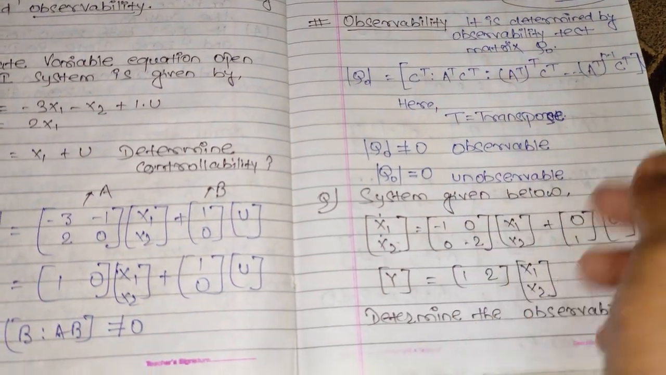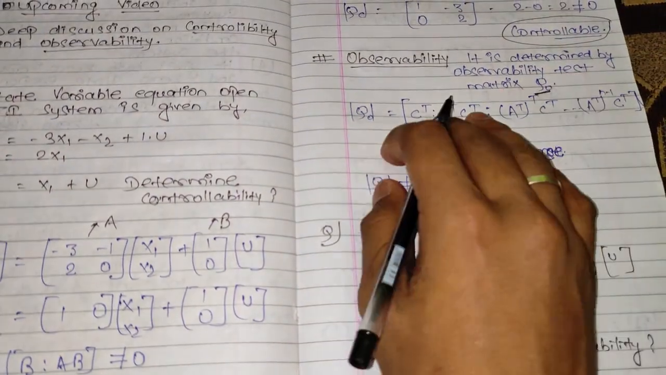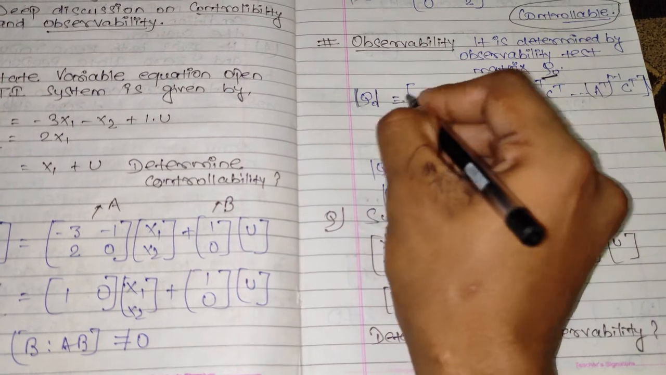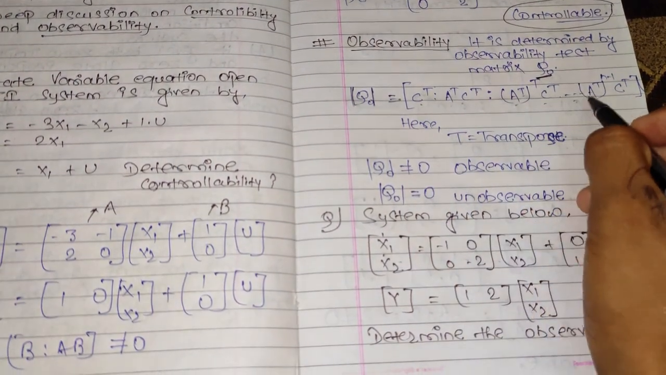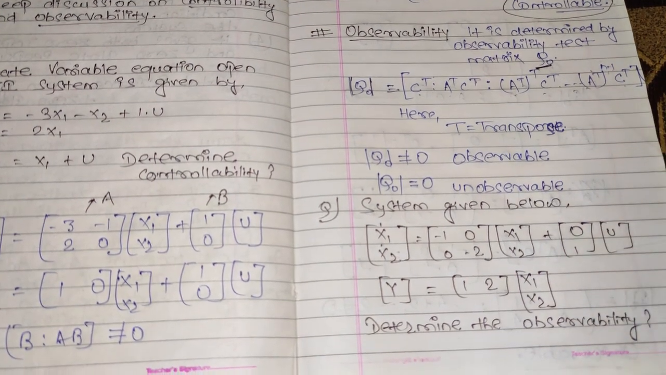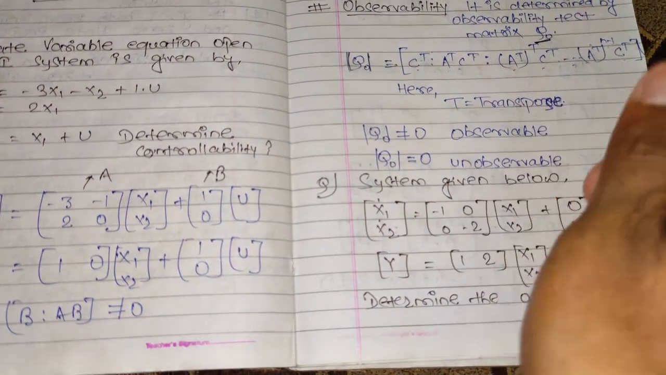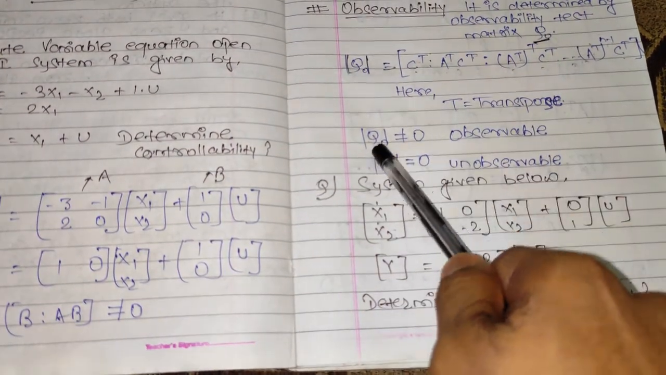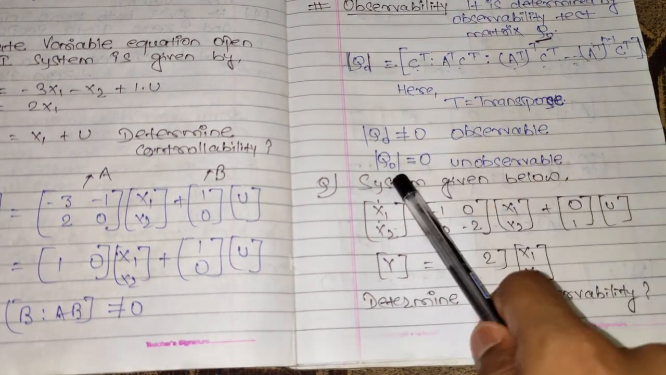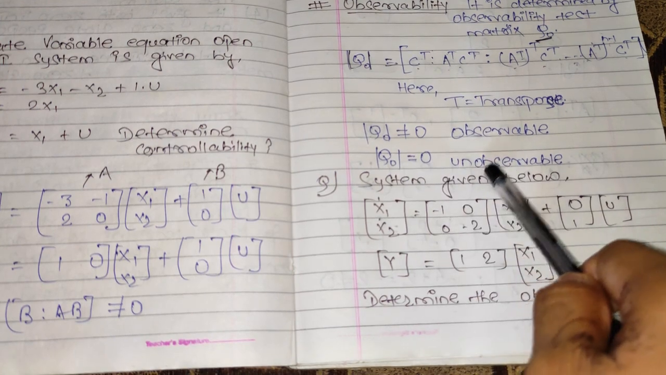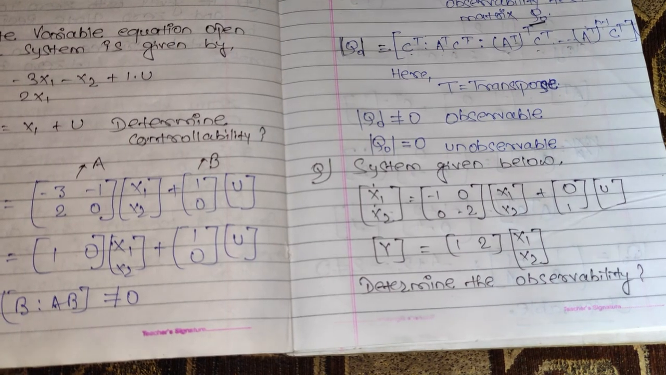So it is determined by a test matrix, Q naught. So what is the formula? Similarly, Q naught equals [C^T, A^T C^T, ..., (A^T)^(n-1) C^T]. Here T is the transpose. Now similarly to controllability, if the determinant of Q naught is not equal to 0, it is observable, and if it becomes 0, it is unobservable. So we will see this and try to understand it with an example.